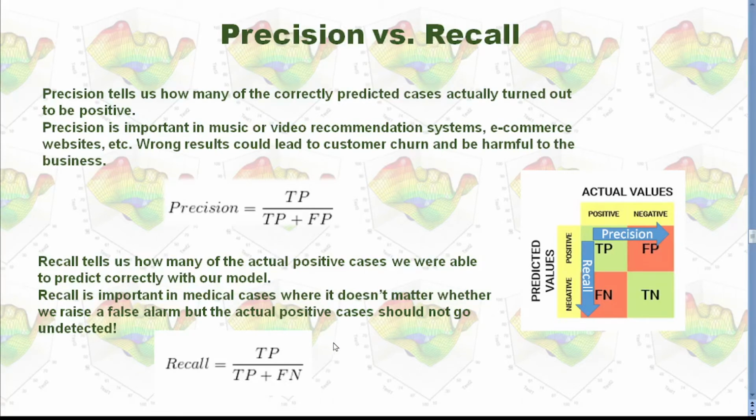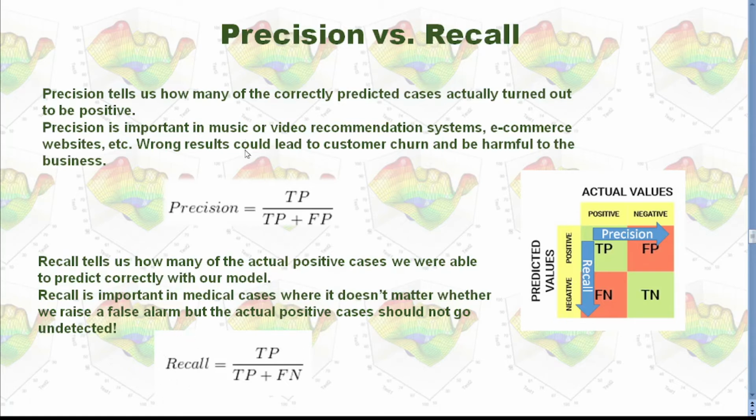That is saying, we really don't want to predict a person is healthy when the person is really sick. So, when you don't want to ignore an actual positive case, you should use measure recall.